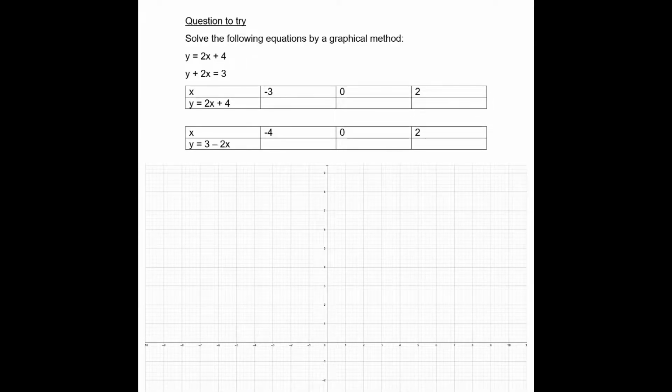Here's a question for you to try. I'd like you to plot the equations y equals 2x plus 4 and y plus 2x equals 3 on the same axes, and I've rearranged the second equation for you. I'd like you to plot them on the same axes and then use your plots to solve the simultaneous equations. Please have a go at the question now, and when you're ready for the answer, press play.